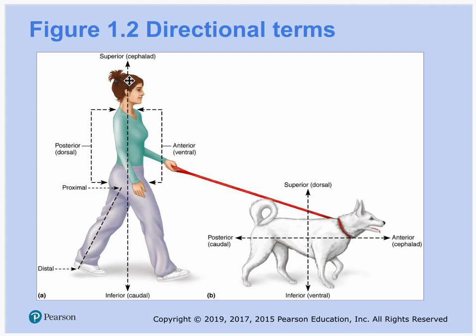So the head is superior to the chest, the chest is superior to the abdomen, and the abdomen is inferior to the chest. There are other terms that we use for the relationship of the trunk with the limbs, so with the arms and the legs, and those are proximal and distal. Proximal is used when referring to something that's closer to the trunk, and distal is used when it's further away from the trunk.